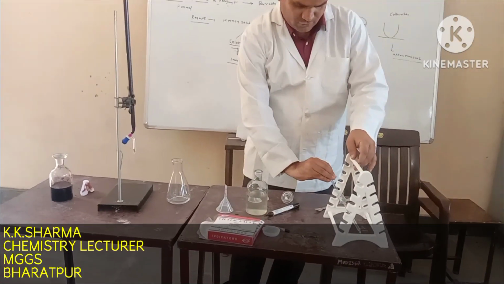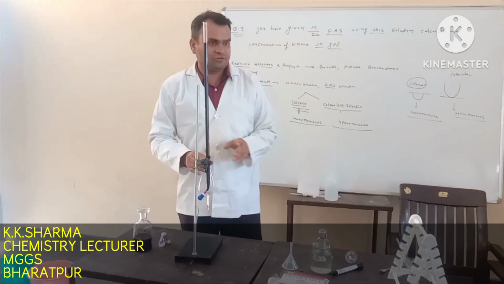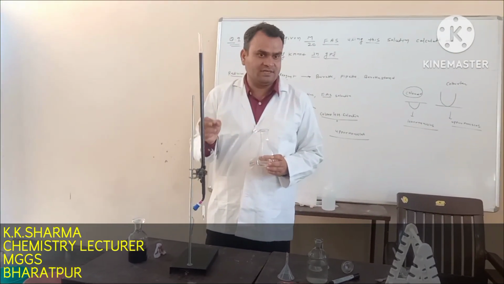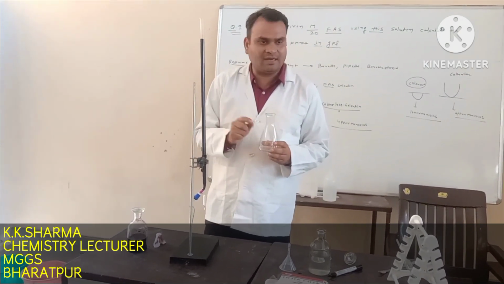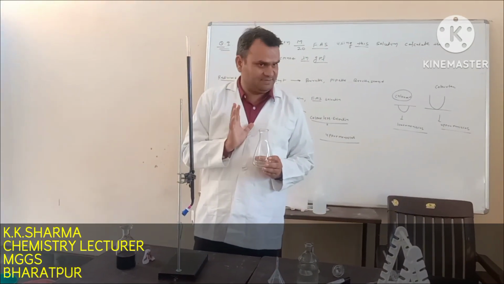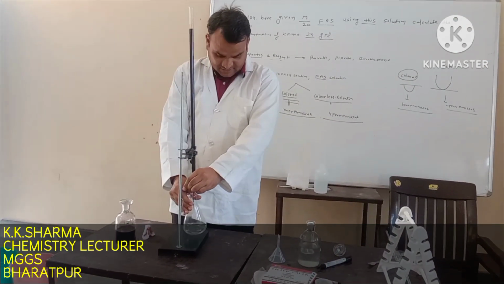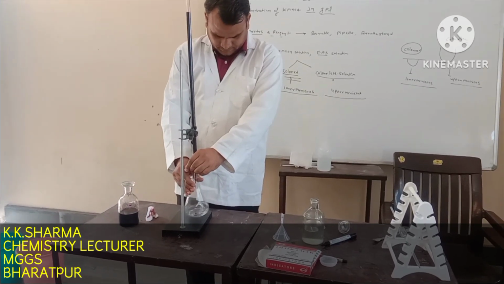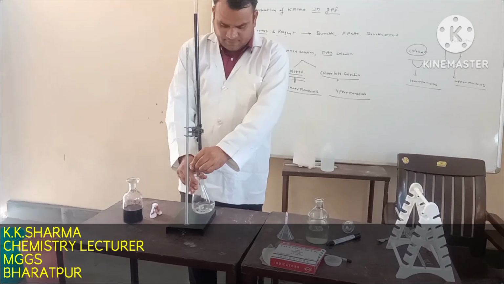Put it here on the stand. Now I am going to start the titration. How much KMnO4 is required for 20 ml of the ferrous ammonium sulfate, and from that amount we can calculate the concentration of the KMnO4 in GPL. Now I am going to start. Slowly I am shaking it. At the end point, just a slightly pink color appears.